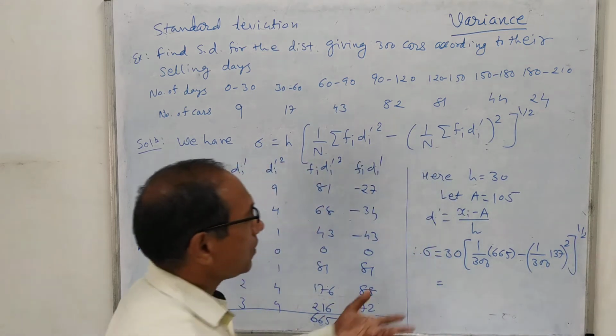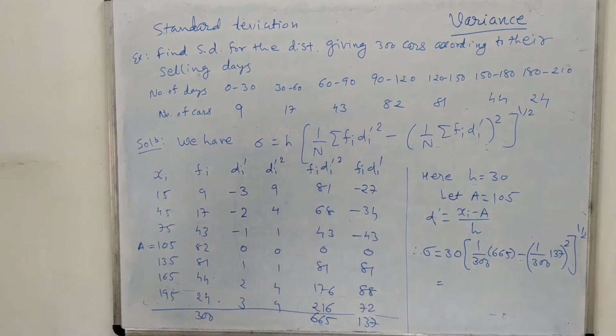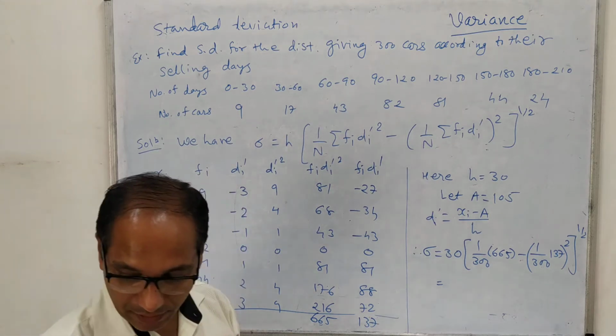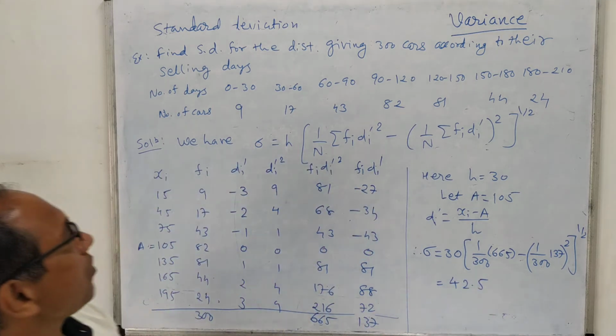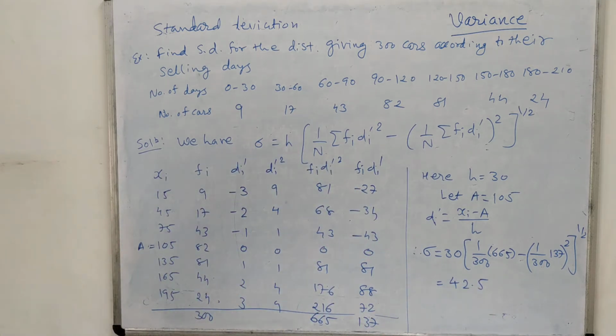So now you can do this very easily. You can find out its value. How can you find out? By using the calculator, and its answer will be 42.5. And you can do this yourself. So you can observe that this problem is also very simple to solve. Okay.